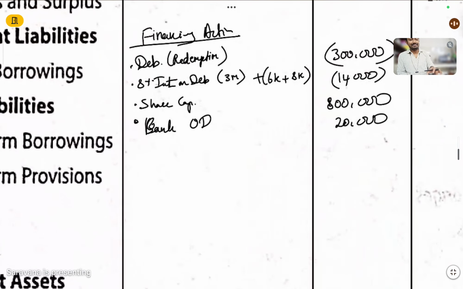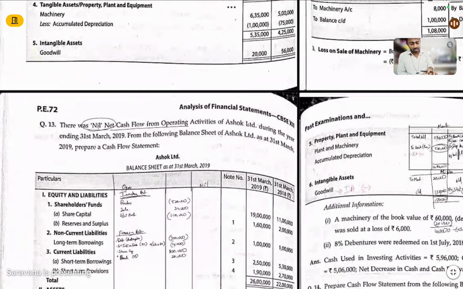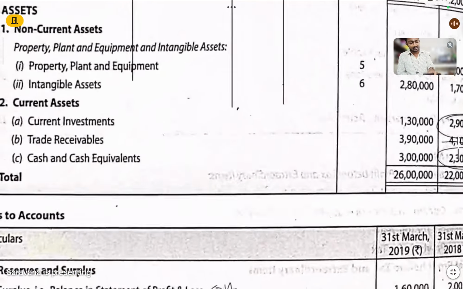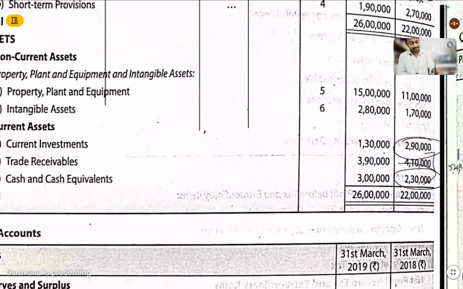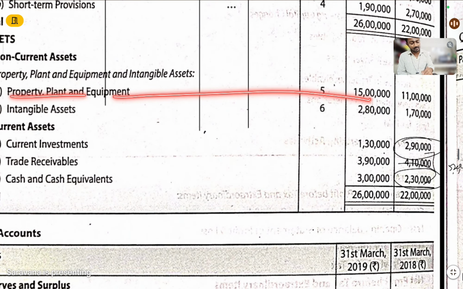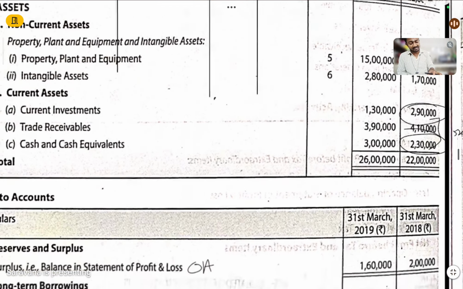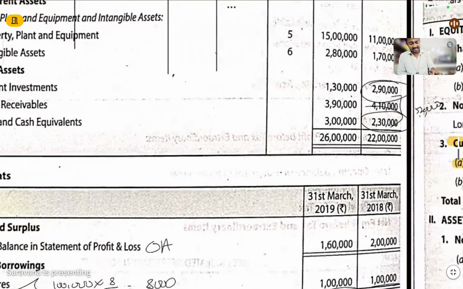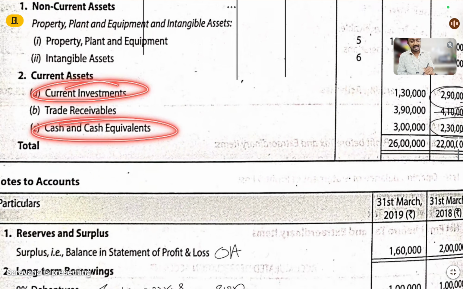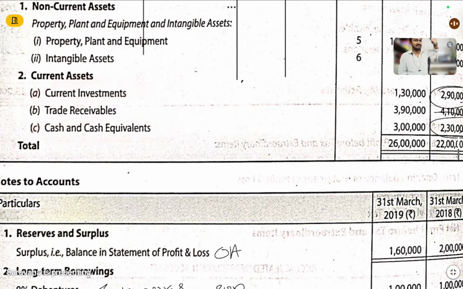Okay, next bank overdraft over, goodwill over. So all the notes to accounts also got over. So we will come to the asset part. Asset part, plant and machinery over, intangible asset over, current investment I said no, and cash and cash equivalent. This current investment and cash and cash equivalent, 5 things should come under cash and cash equivalent. None other. Cash at bank, cash in hand, marketable securities, cash at bank, marketable securities, current investment, deposits. These 5 things will come under cash and cash equivalent.